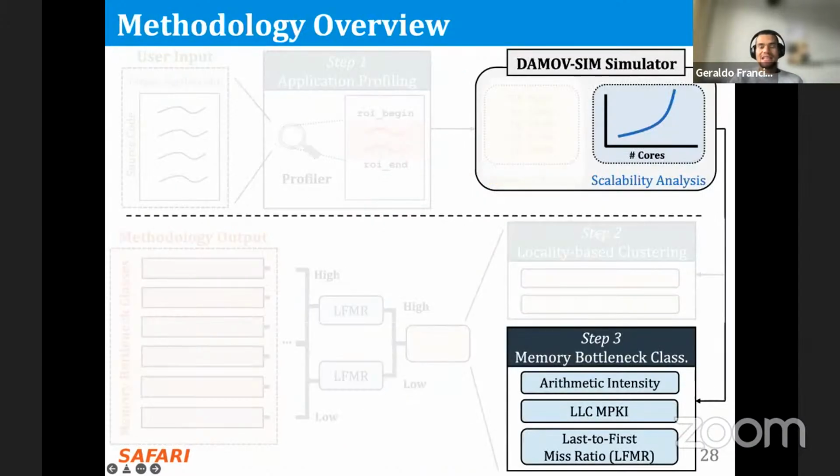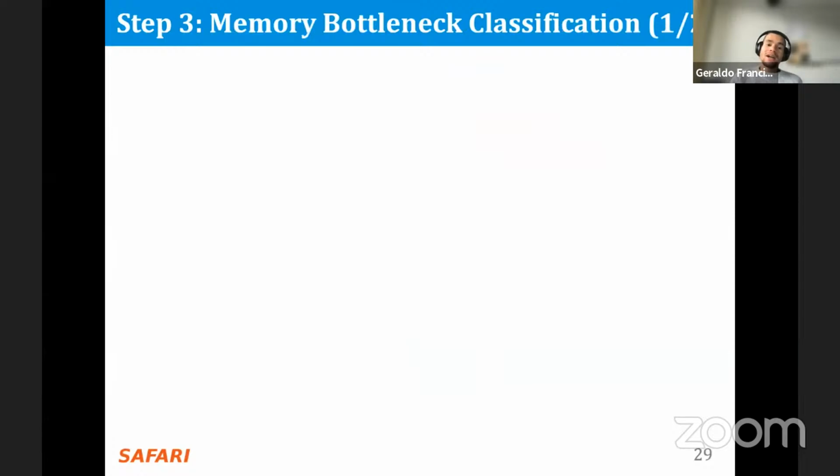Finally, we look into step 3 of our methodology. While step 2 allows us to understand the inherent per-application sources of memory bottlenecks, it's important to understand how hardware architecture features can also result in memory bottlenecks. As a result, in our third step, we perform a scalability analysis of the functions selected in step 1, where we evaluate the performance and energy scaling for 3 different system configurations.